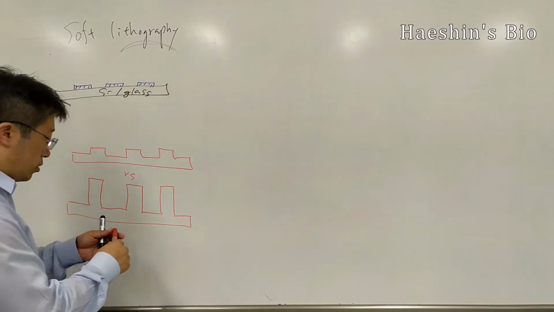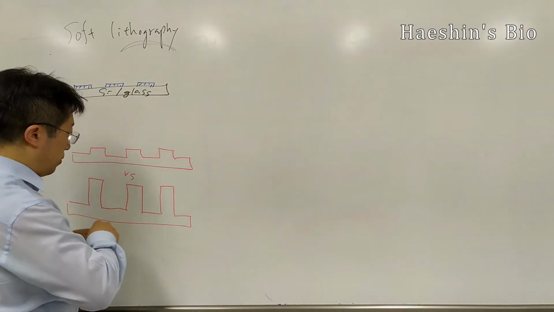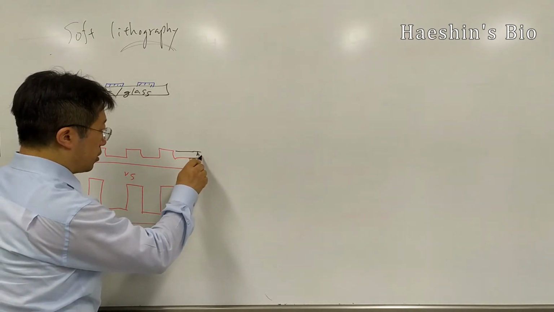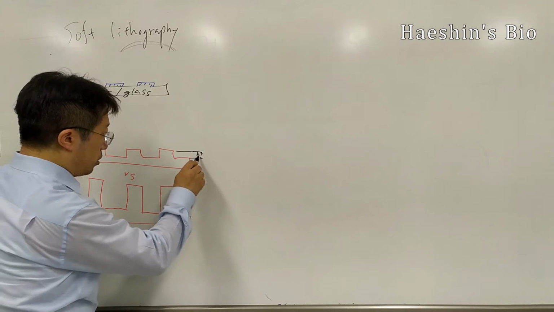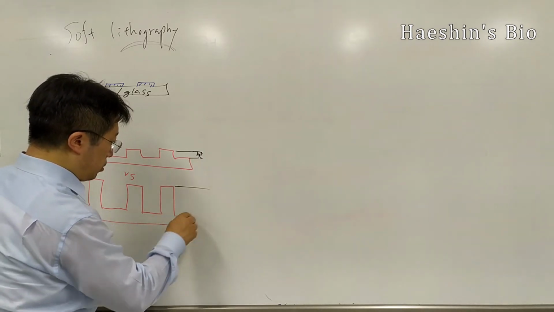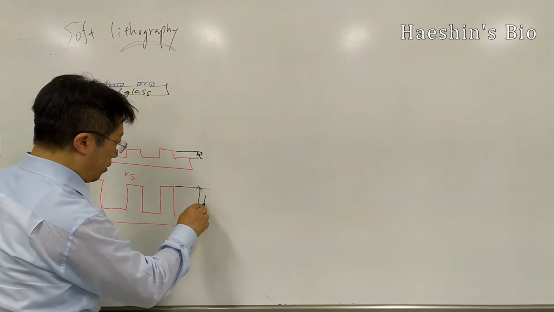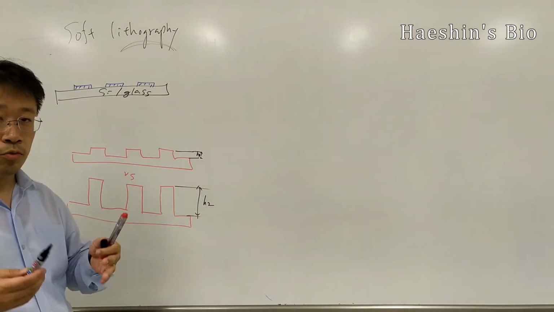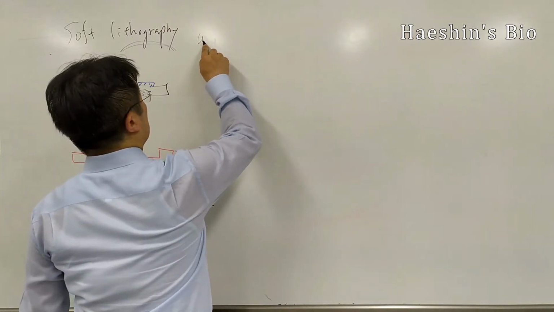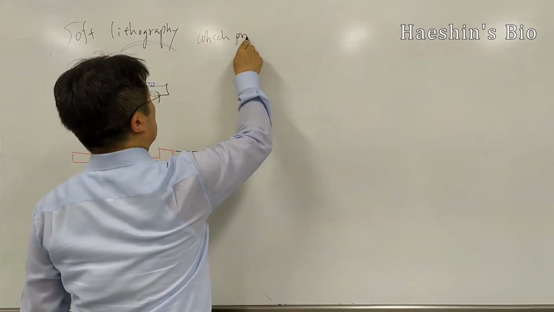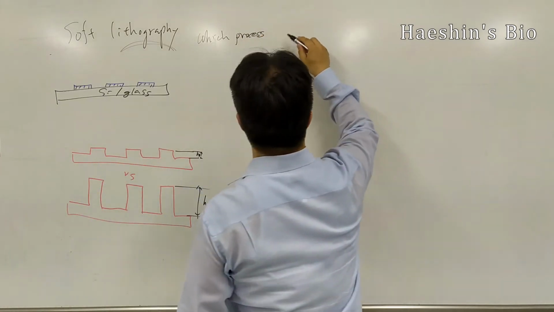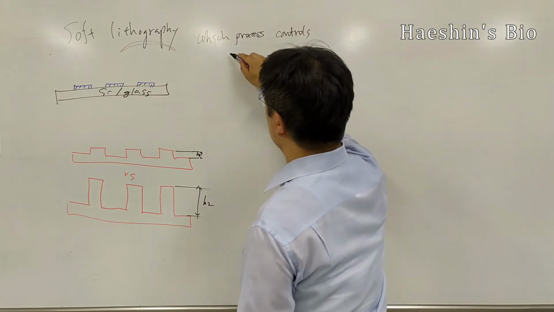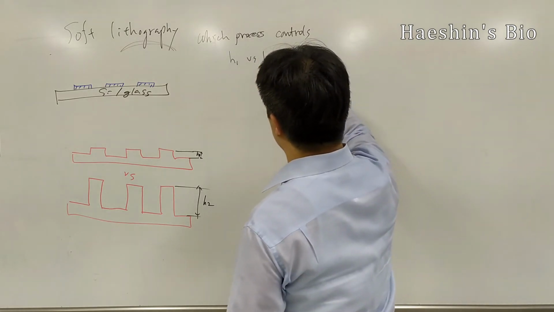It's totally different because, say, from here to here, this is a height. Right? Say height 1, and this one is, say, height 2. So what determines height 1 and 2? Well, which process controls it? Which process controls height 1 versus height 2? This is the question.